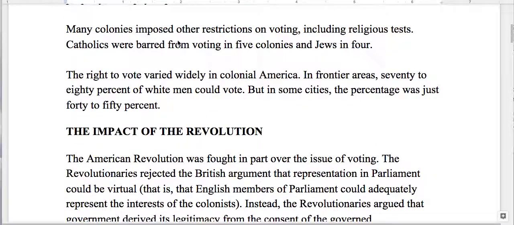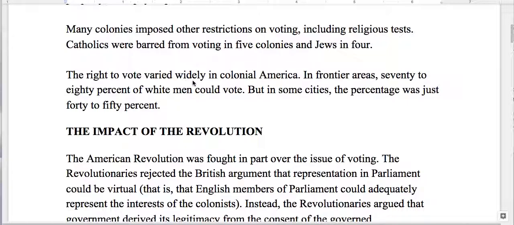Many colonies imposed other restrictions on voting, including religious tests. Catholics were barred from voting in 5 colonies and Jews in 4. So, if Catholics and Jews are being excluded from voting based on their religious beliefs, we can probably imagine that most voters were not only white males with property, but also Protestants.